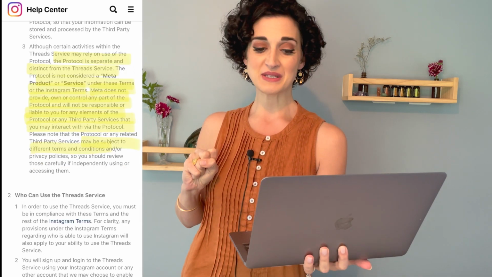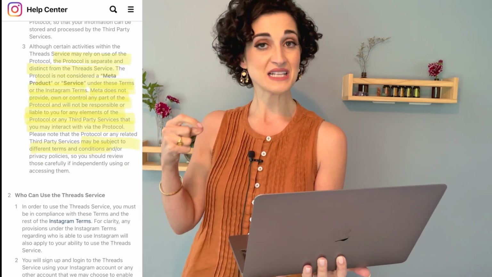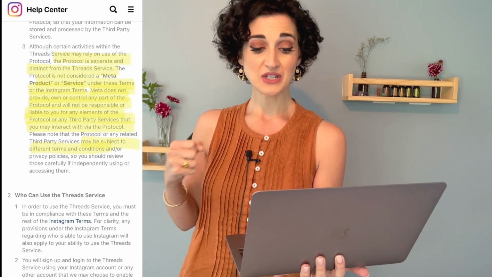And also, get a load of this. Meta will not be responsible or liable to you for any elements of the protocol or any third-party services that you may interact with via the protocol. So, decentralized environment, you are directing Meta to share and deliver your information to the protocol, future decentralized social media. Oh, but they're not taking any responsibility for anything that might happen because of that.